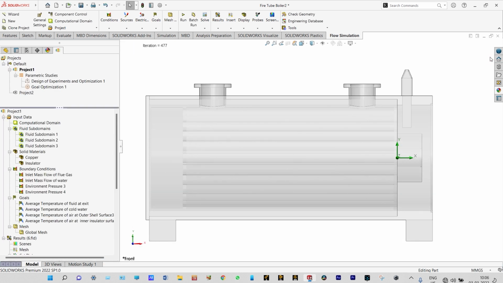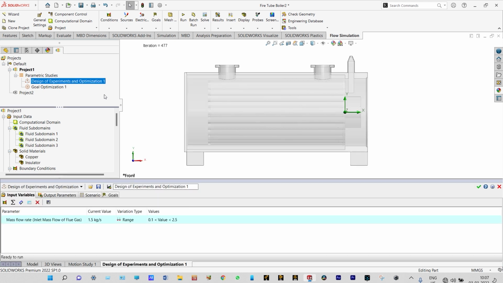Next to that, we want to go for some kind of parametric study. We have already undergone one parametric study. This is design of experience and optimization. Let us see what did we do. We have selected different ranges of these input variables. In this case, we have considered the temperature of hot flue gas as the input variable, and we have considered the range from 0.1 kg per second to 2.5 kg per second.